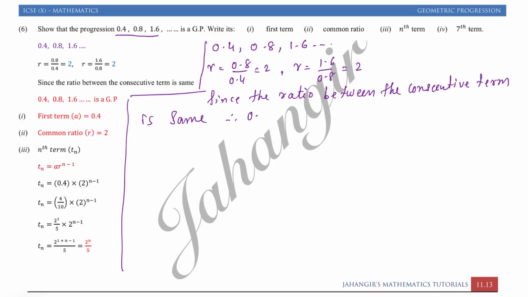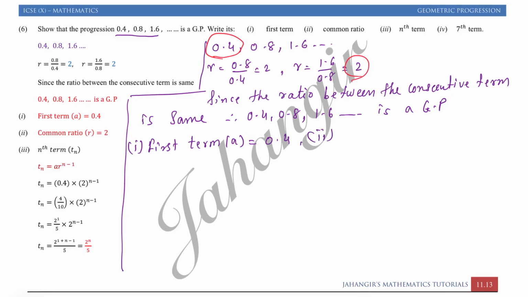so therefore 0.4, 0.8, 1.6 is a GP. So if it is a GP, we have to find the first term. The first term is very simple to write. It's this first term. Common ratio is 2. So first term is 0.4. Second question's answer, common ratio r is equal to 2.